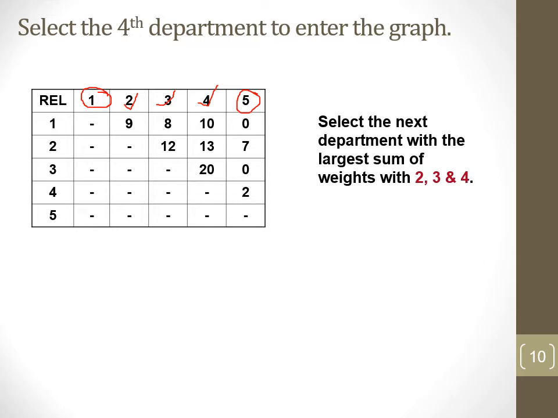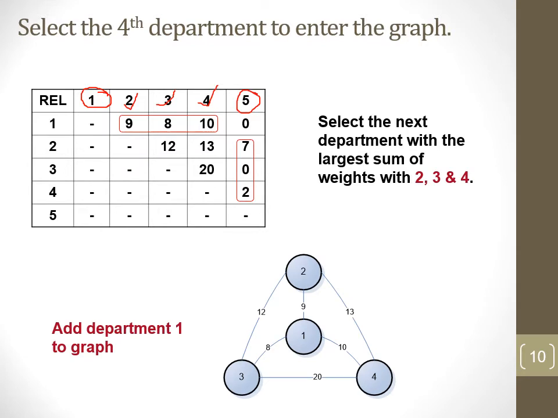So for department 1, the weights of department 1 with 2, 3 and 4 are these three values, 9, 8 and 10. Okay? And for department 5, the weights between 5 and 2, 5 and 3 and 5 and 4 are given here. And I need to calculate their sums. 9, 8 and 10, so it will make 27. 7, 0, 2, it will make 9. So I will select the largest one, which is department 1. Okay, department 1 is selected, and the question is, where should I place department 1?